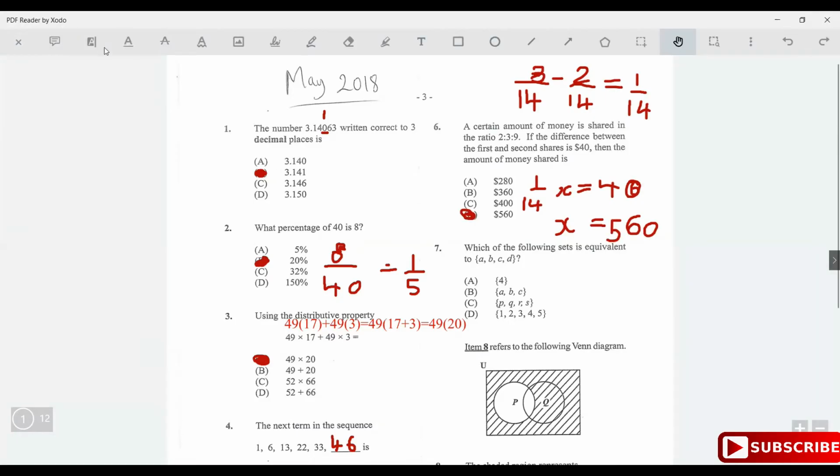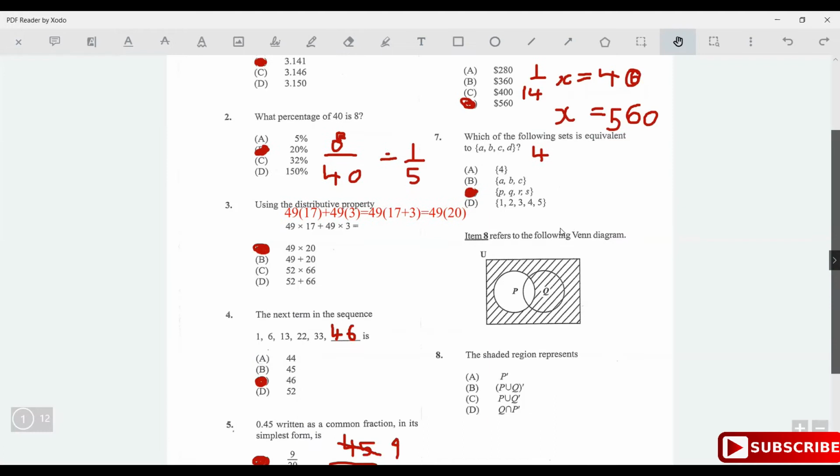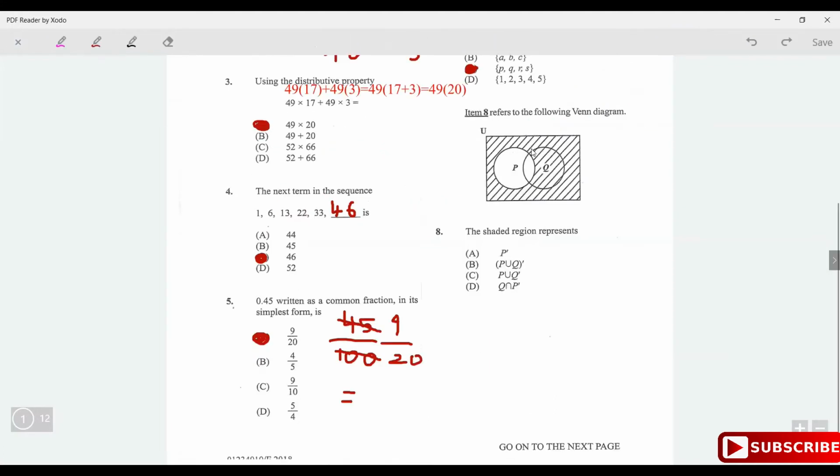All right, which of the following sets is equivalent to ABC? You look for which one has the same number of elements. There are 4 elements in this, and so PQRS is equivalent because it also has 4 elements. Easy. All right, the shaded region represents P complement. Easy question.